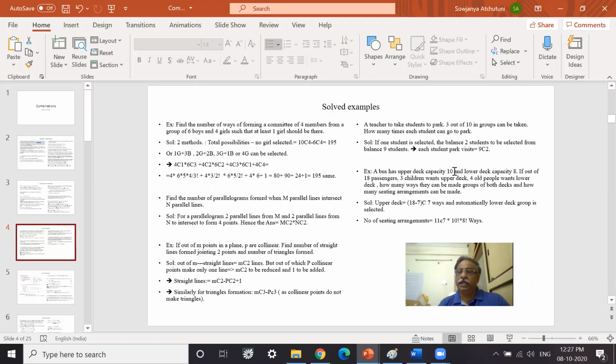So M into N groups, M group, N group. When I have selected the M group, automatically the N group is left. But for the number of arrangements, I can go for 10 in the upper group. So 10 factorial, I can seat them. I can allocate 10 persons in the 10 seats in 10 factorial ways, 8 persons in 8 seats in 8 factorial ways. So this is the number of arrangements.